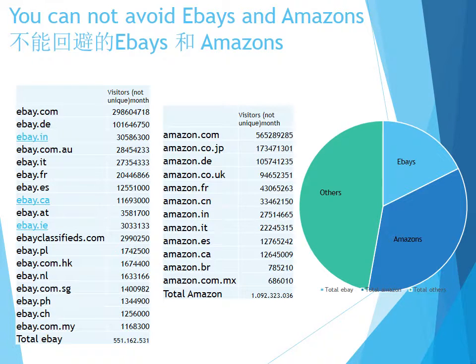As I say, you cannot avoid eBay and Amazon. Just these two platforms represent more than half of the world commercial platform traffic. You add Taobao to it, and you have 70%. It's even 75%.